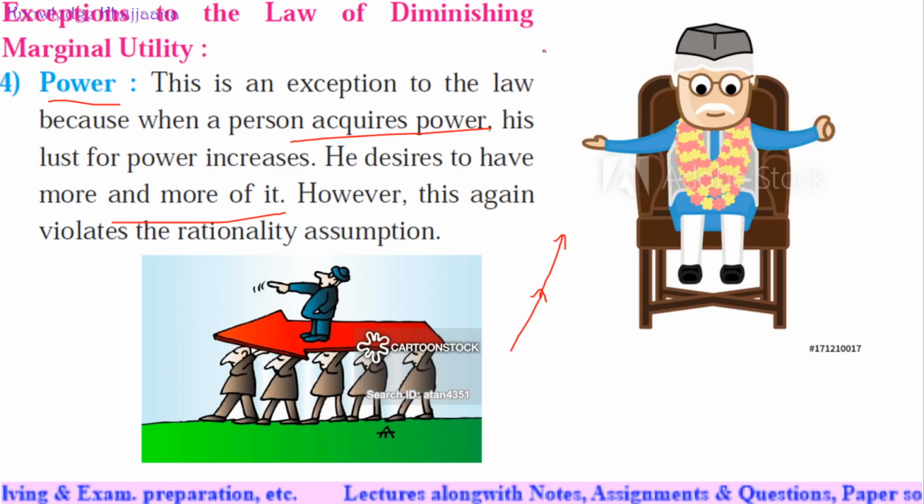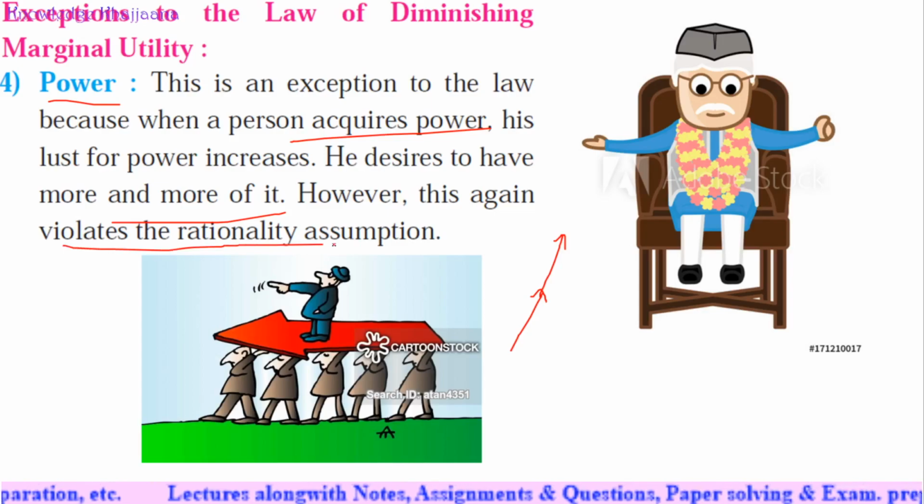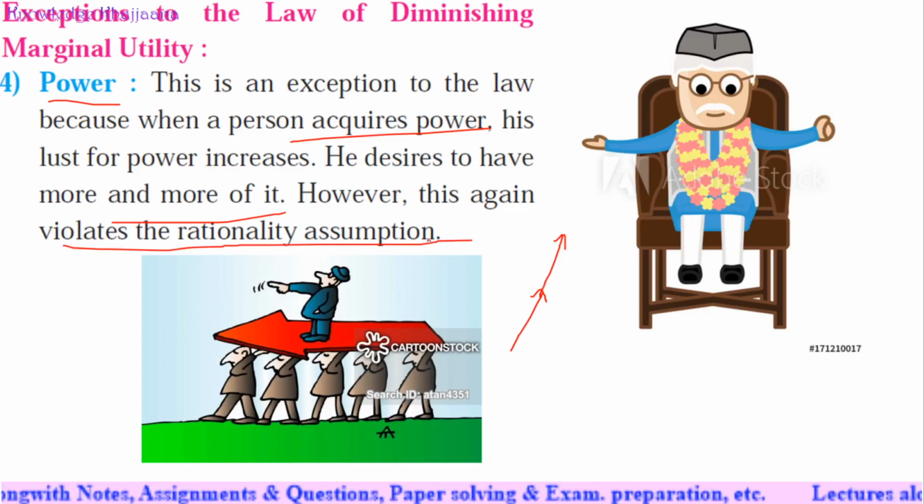So these kinds of people who lust for power break the rule of diminishing marginal utility. This again violates the rationality assumption, because those who want more and more power don't have rational consumption, because they are not thinking normally.